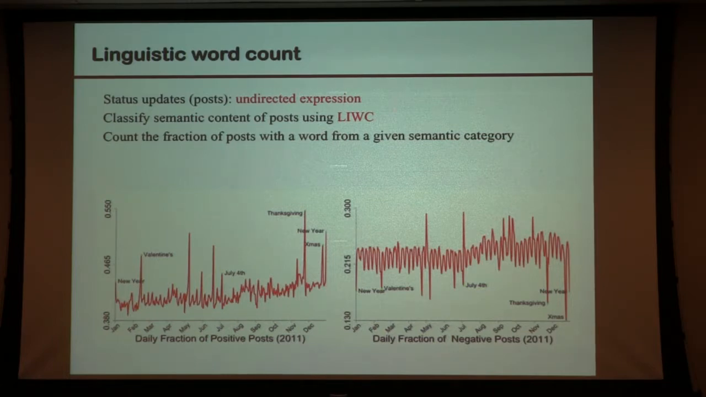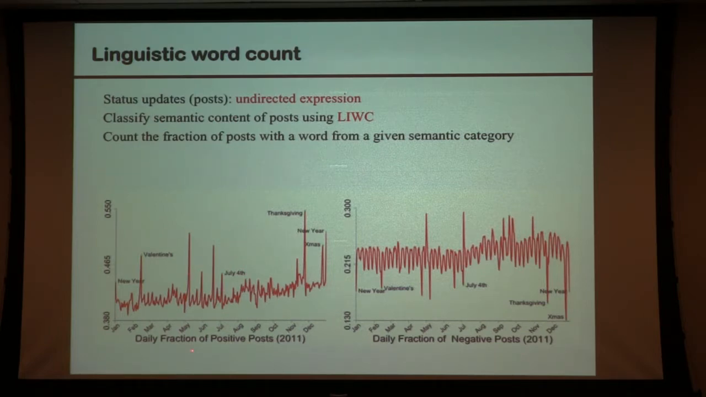Linguistic Inquiry and Word Count is software that is popular in psychology and basically gives a score to different semantic categories. For example, one of them can be happiness, and you get a score of your happiness based on the word count of certain words in a post. We count the fraction of posts with a word from a given semantic category.